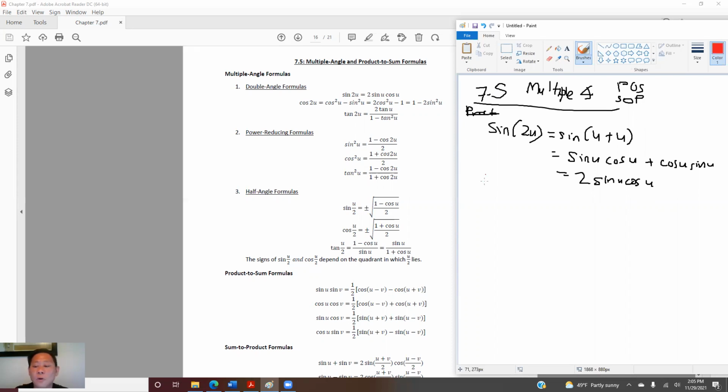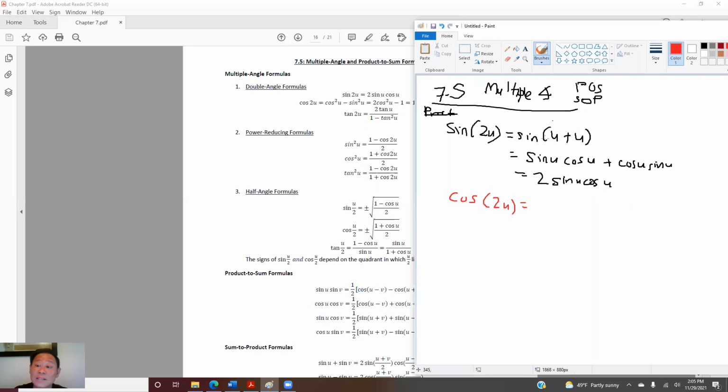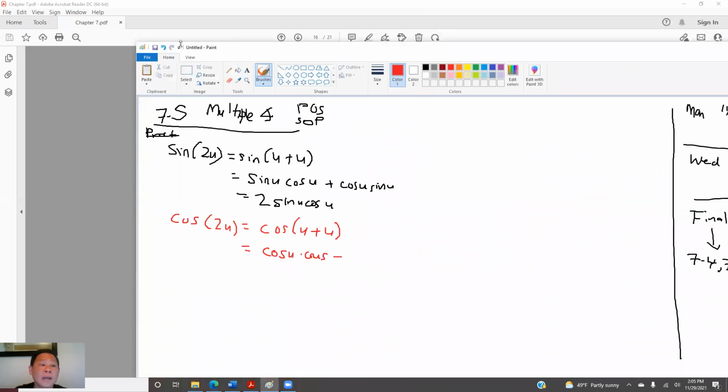So where does this cosine 2u come from? Again, to prove cosine 2u, it comes from your addition and subtraction formulas, where it's cosine of u plus u. This is back in 7.4. For cosine, this is cos u times cos u minus sine u times sine u. This is what you guys learned in the previous section.